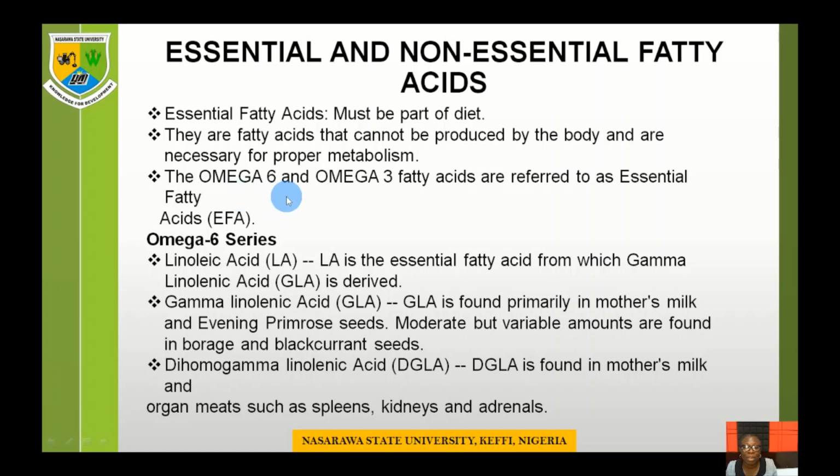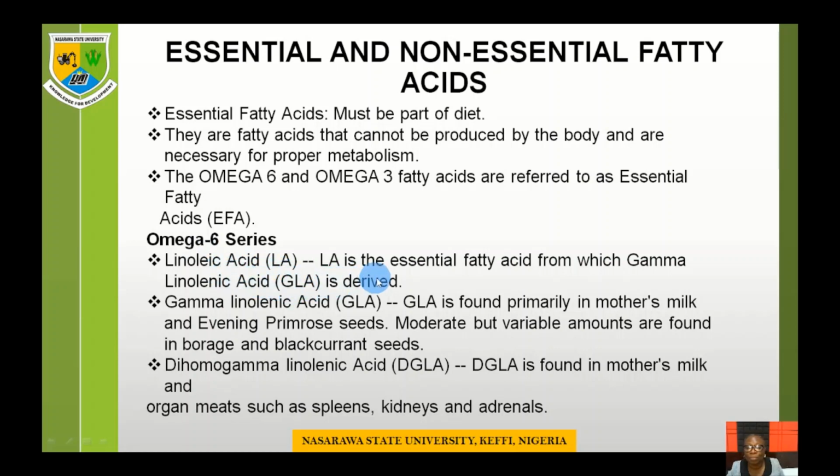And majorly the omega-6 and omega-3 fatty acids are referred to as essential fatty acids, EFA. They cannot be synthesized, so they must be supplied by our diet, by what we eat from the food. It must be gotten from the food that we eat. That's why they are called essential fatty acid.